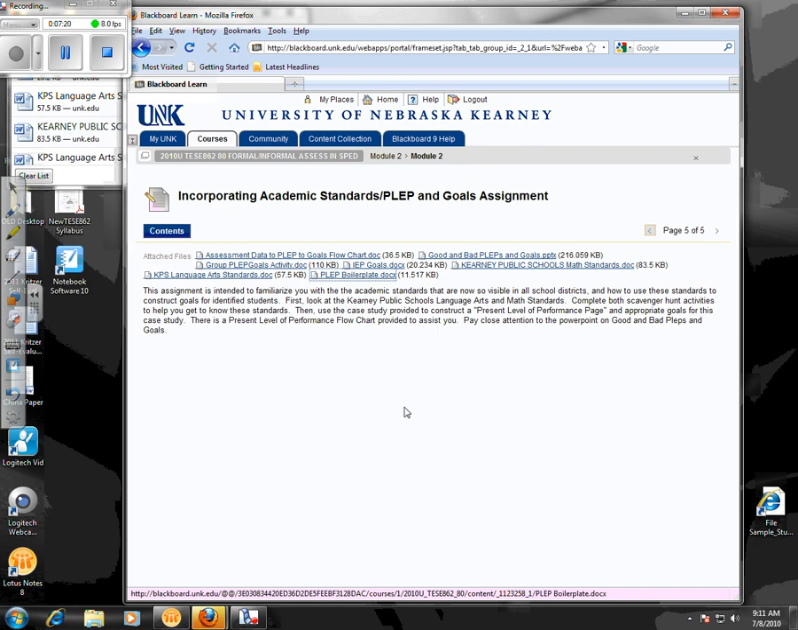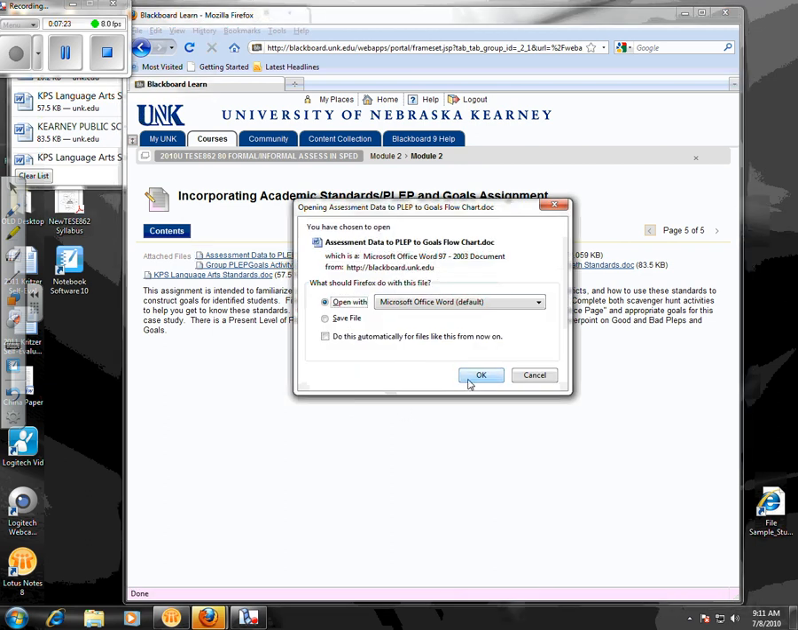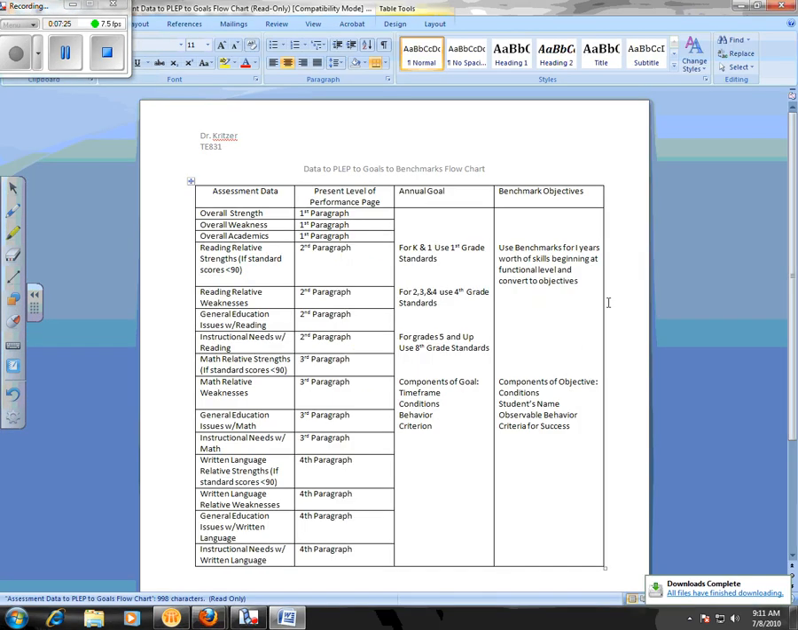I've also given you a flow chart that explains what goes into each paragraph. For example, your first paragraph: Johnny is a student at such and such elementary school. Johnny is a very nice child. However, he struggles academically. He's below grade level in reading, writing, and math. That's an example of a first paragraph for the student. And I've also given you ideas on what goes into each goal and what goes into each objective.